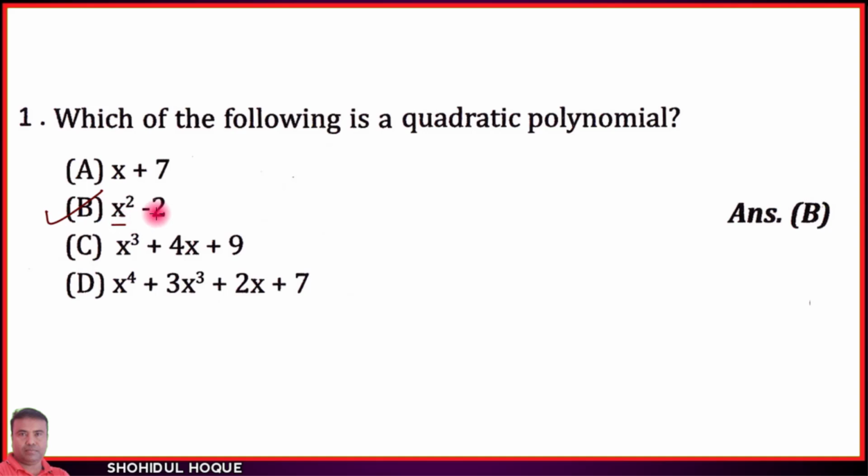That means in which polynomial the maximum power is 2, or is square, that is called quadratic polynomial. If the maximum power is 3, that is called cubic polynomial. If the maximum power is 4, that is called biquadratic polynomial. And in which expression there is maximum power only 1, that is called linear polynomial.